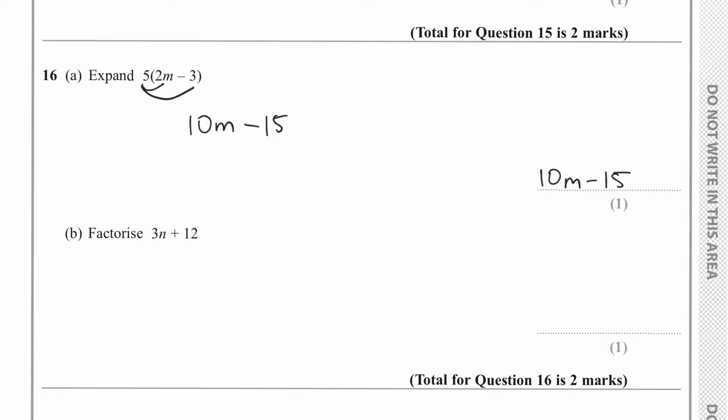And then it wants us to factorize 3n plus 12. So with factorizing, you want to find the common factor. So we can see that the common factor is 3. They don't have an n in common, so it's just going to be 3 on the outside of the brackets. Then divide everything in the equation by that common factor. So 3n divided by 3 would leave us with n, because they would cancel out. And then 12 divided by 3 would just be 4, plus 4. So that would be your final answer for that one.